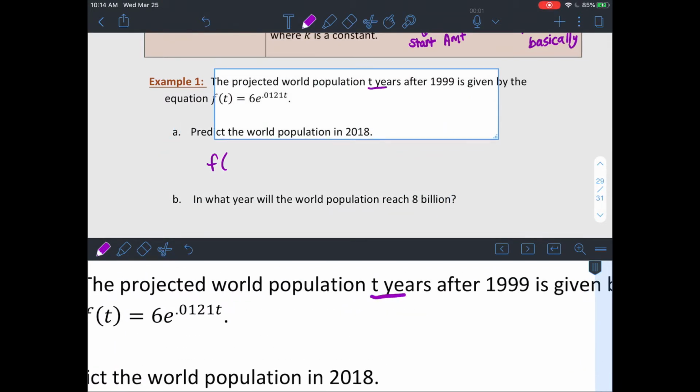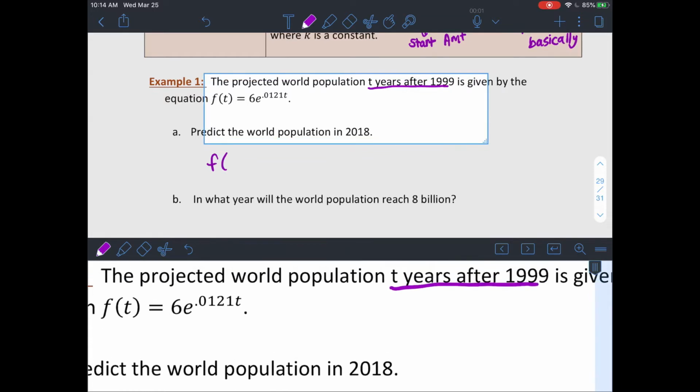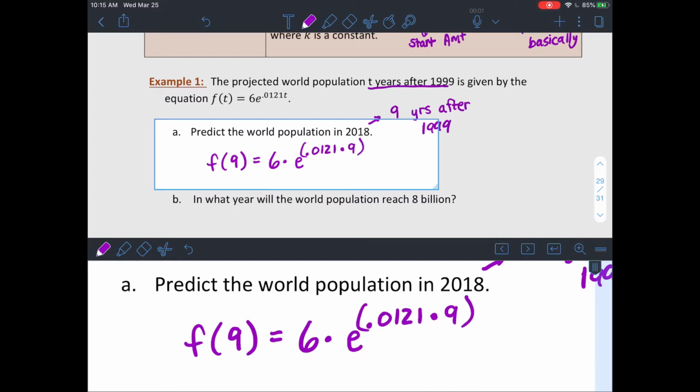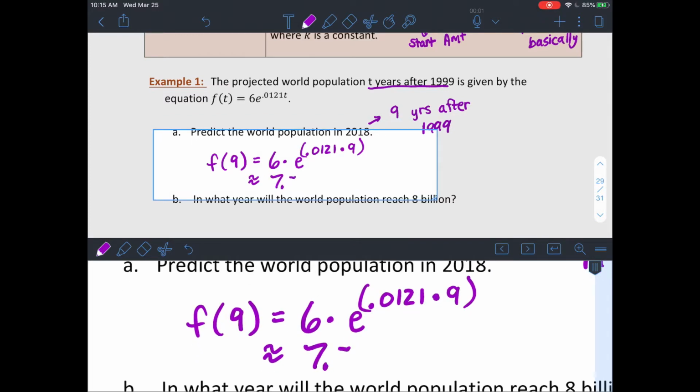I want to predict the world population in 2018. T stands for the number of years after 1999. So 2018 minus 1999, it's 9 years after 1999. So my value for t that I'm going to plug in is 9. So I'll have 6 times e to the 0.0121 times 9. Make sure you put those parentheses in your exponent. If you punch it into a calculator, you're going to get approximately 7.55 billion people in the year 2018.